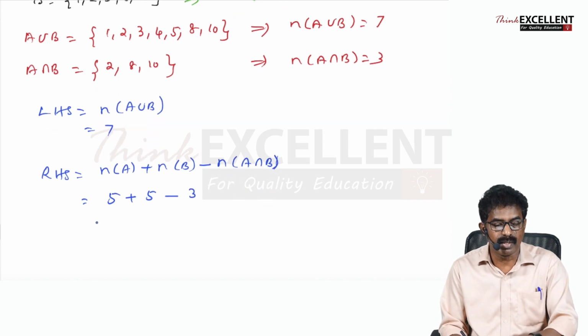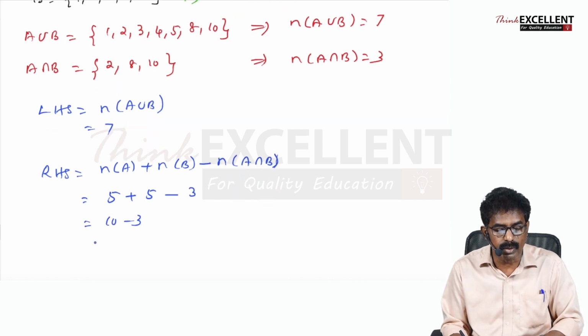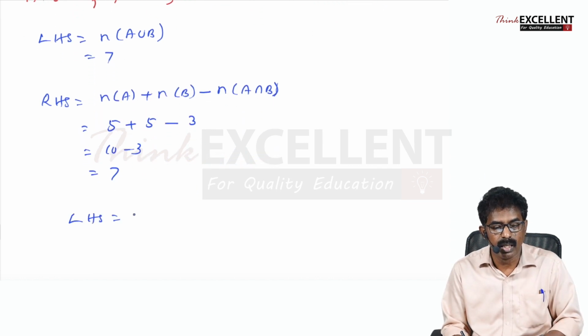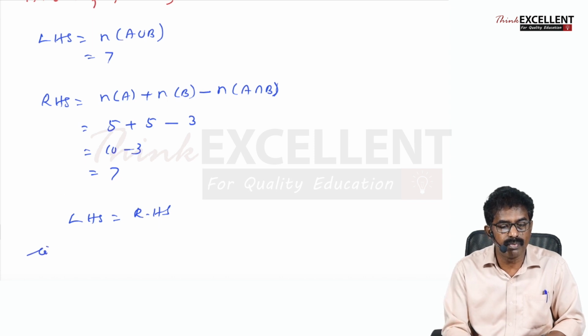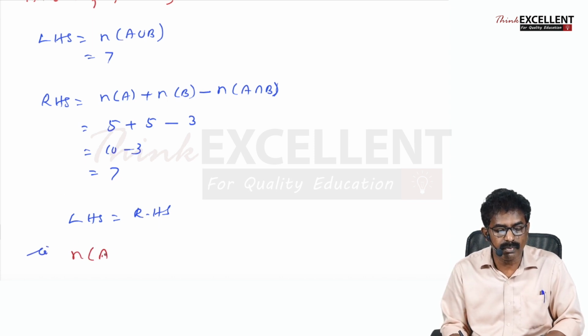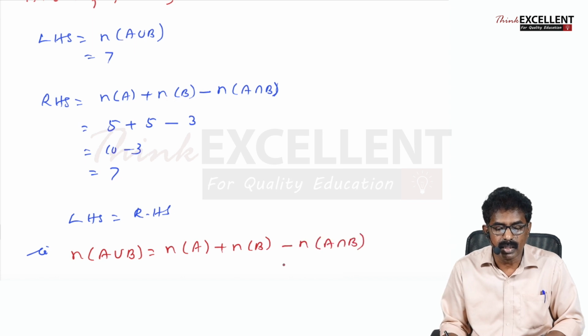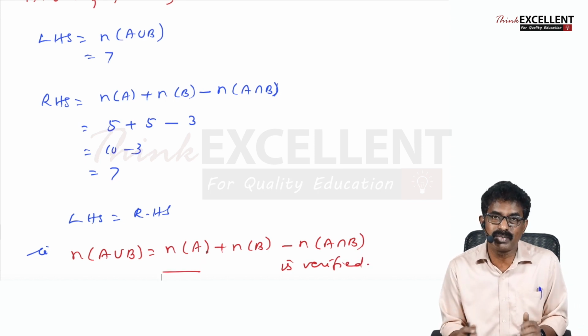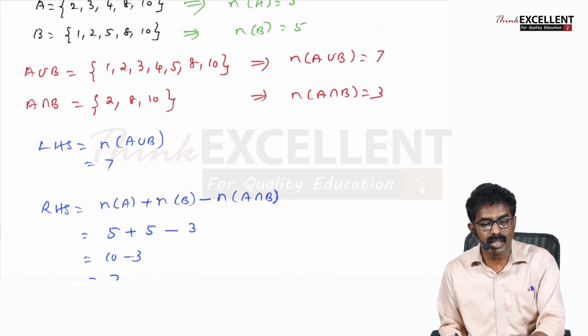So 5 plus 5, it is 10 minus 3, so that is also 7 only. So LHS equal to RHS. That is, you write the result. n of A union B is equal to n of A plus n of B minus n of A intersection B is verified. Because it's a result, it must be true. If you get different answers, you have to check it, okay? This is the verification for 2 sets.